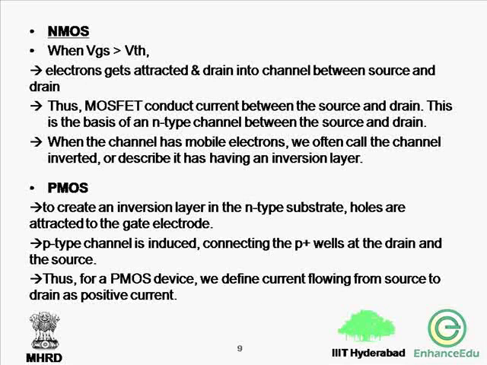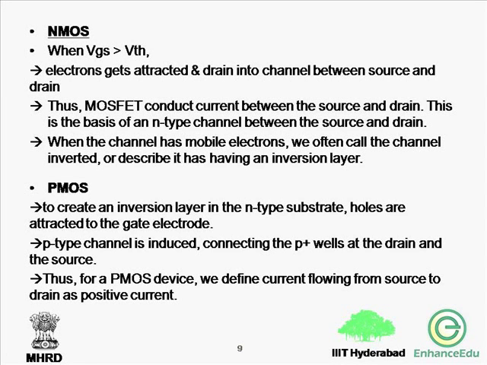So for actual working of the NMOS, when the VGS, that is gate to source voltage, is greater than the threshold, electrons get attracted and they start passing into the channel between the source and the drain. Thus, the MOSFET conducts current between the source and drain. This is the basis of the N channel between the source and drain. When the channel has mobile electrons, we often call the channel inverted or describe it as having an inversion layer, whereas the case is different for the PMOS.